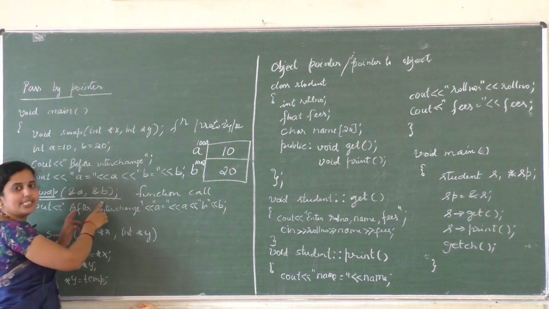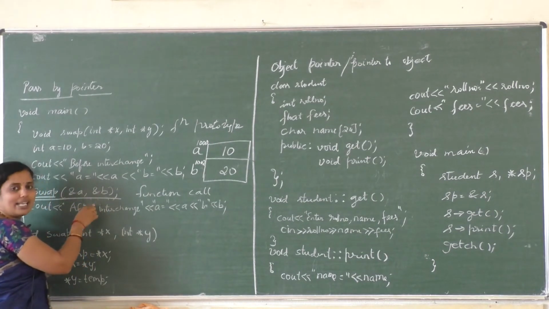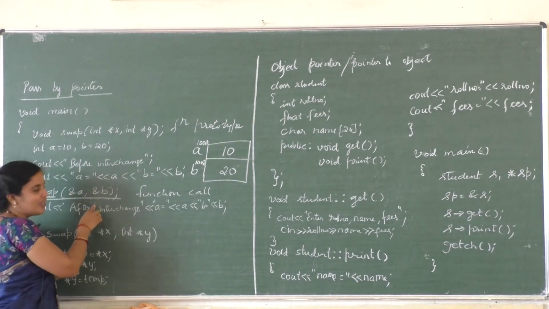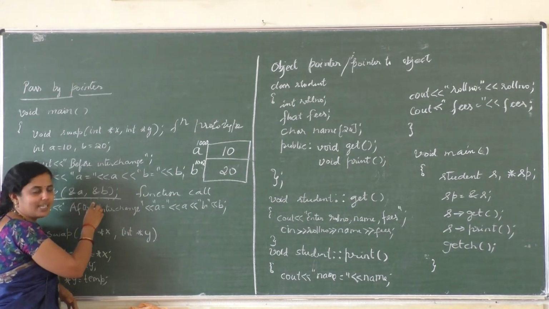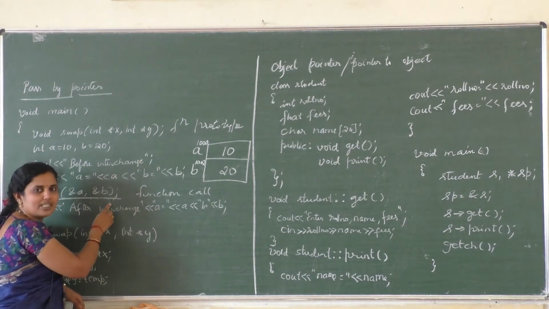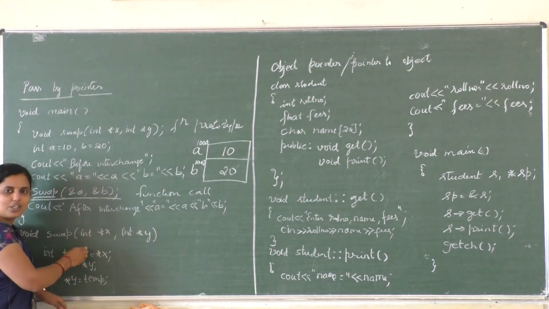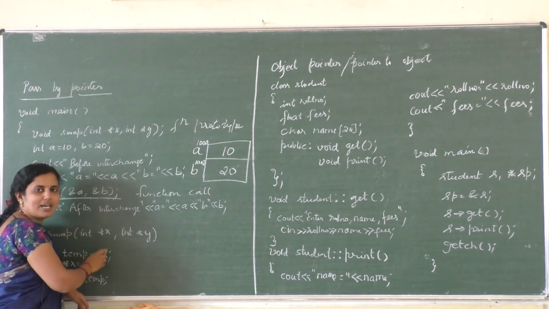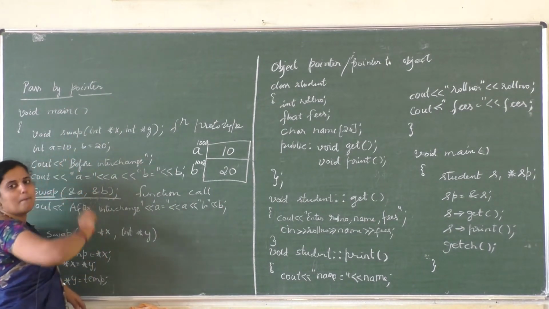Make out the difference between the example we considered in the previous class and the example we are considering now. The difference is that here we have &a. In the previous one we had just a comma b, but here we have &a comma &b. What is that? That is the address. The address is passed as an argument, so it is known as pass by pointer.